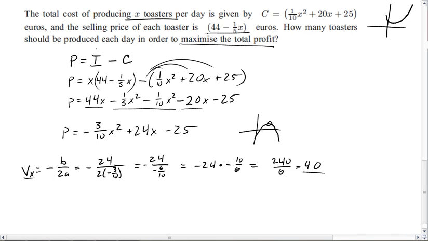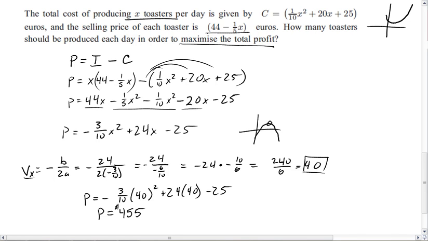Now we're going to take that 40, plug it back in, and find out if I make 40, how much money am I going to make? Well, actually, I already answered the question. I need to make 40 toasters. But let's find out how much money we'll make. Man, Mr. Bauer, are you fast? There we go. Profit of $455.